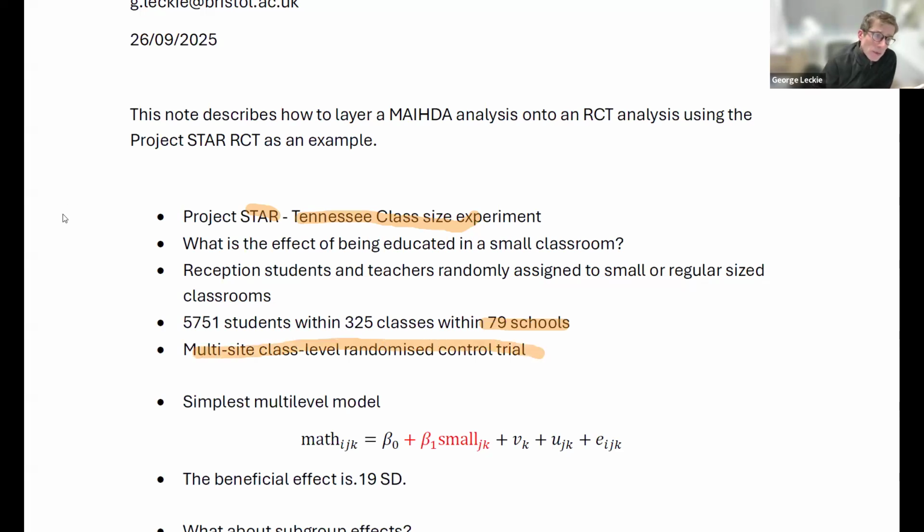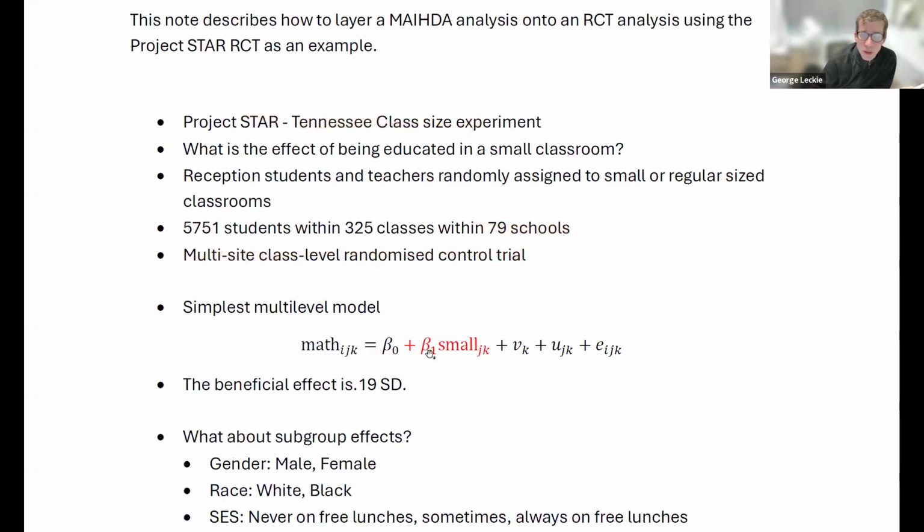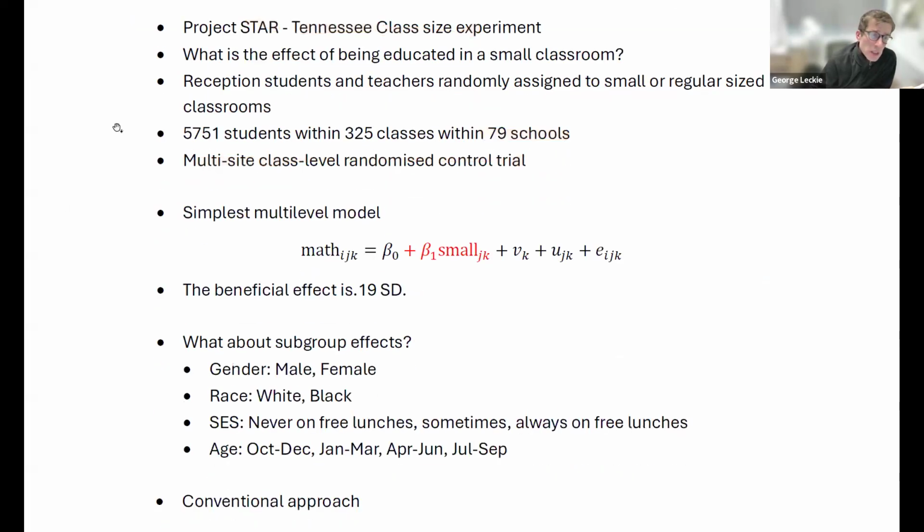So if we think about the simplest multi-level model to answer the standard research question, is there some kind of benefit of being educated in a small class? We're going to have a three-level model: students within classrooms within schools. Let's take maths as the outcome, at the end of kindergarten. We're going to regress it on an intercept and a dummy variable for being a small class, which is a level 2 characteristic of the class. And so the coefficient beta 1 is going to quantify the effect size.